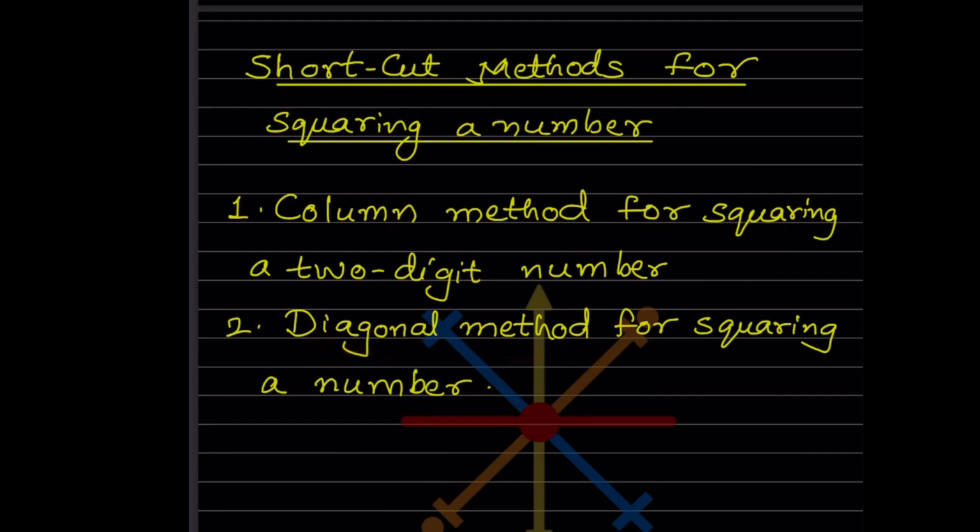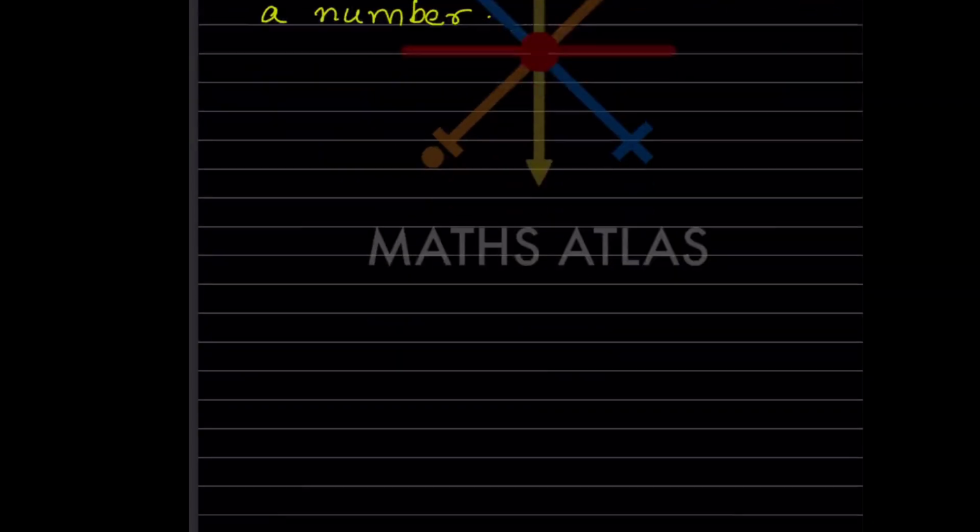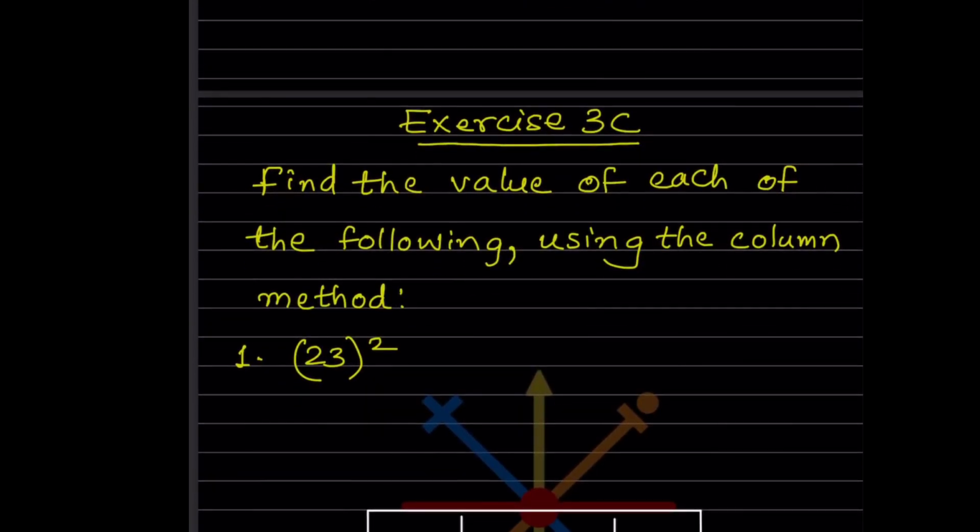Now just by looking at this you won't understand what it is, but you only have to remember the methods, that is the column method, and we are going to look at the diagonal method. When we do the exercise, I'll explain it. So now we'll start with the exercise directly.